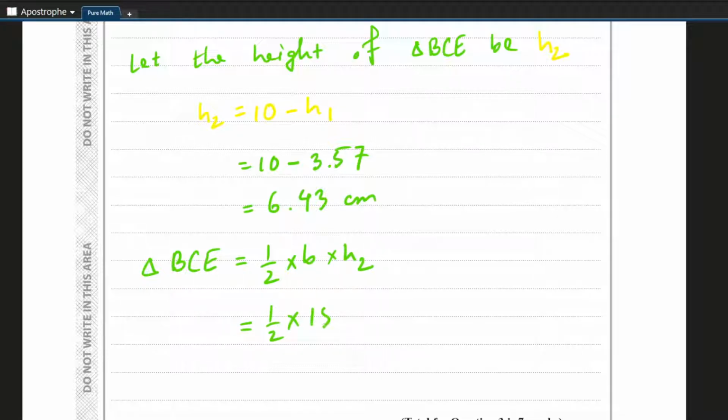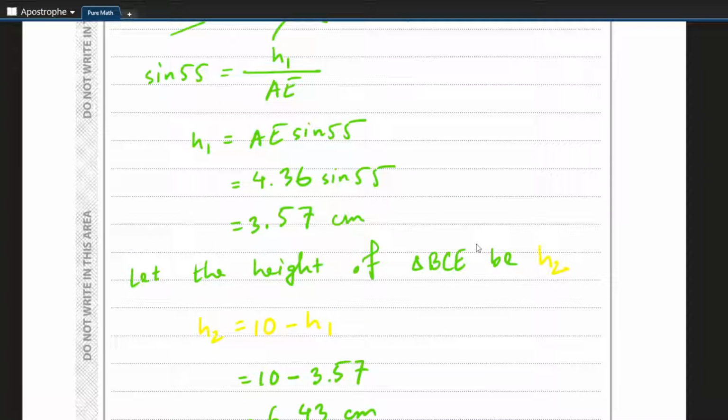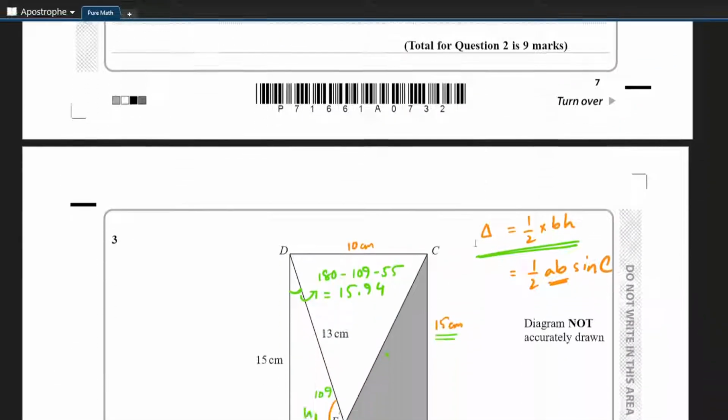Therefore, area of triangle BCE is equal to half into base into height. Base is 15 and the height is 6.43. So 48.225 centimeters squared. If your answer is close to 48.2 centimeters squared, rounded to this value according to the mark scheme, you should be good. Now we used approach 1.